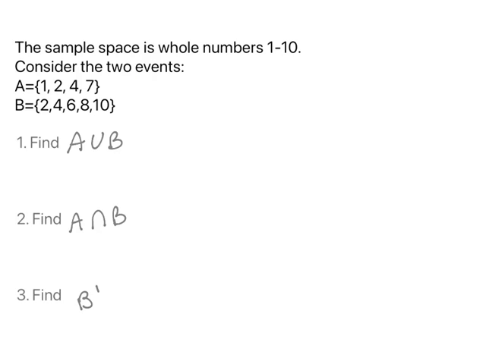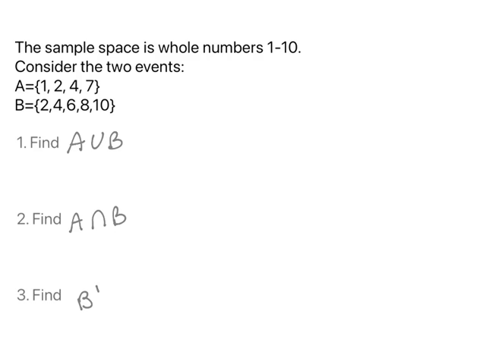Okay, so let's do a couple of examples here. The sample space is whole numbers 1 to 10. That's what we're dealing with. And let's consider two events. Event A is just the set of 1, 2, 4, and 7. And B is 2, 4, 6, 8, 10. You may notice them as even numbers.